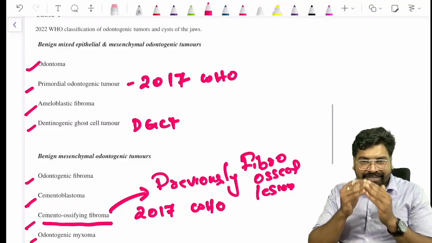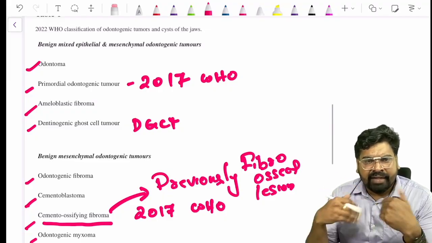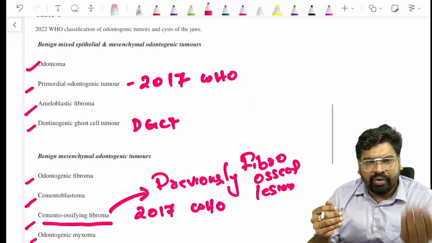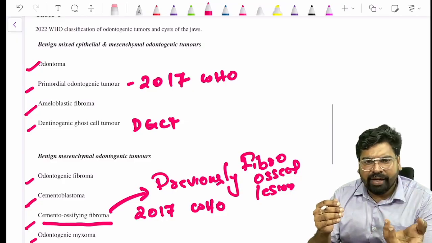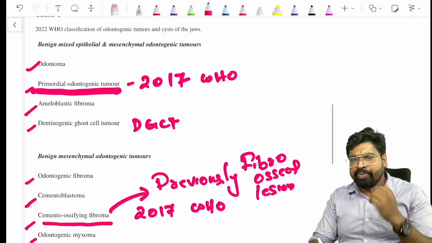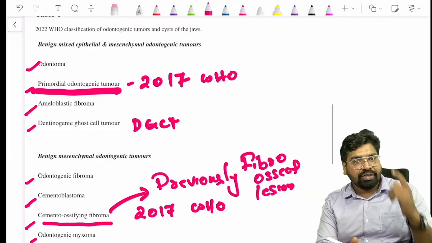The odontogenic tumors arising from only odontogenic epithelium, that is your ameloblastoma, SOT, COT, etc. Then comes your mixed tumors, both mesenchymal and epithelial, that is your odontoma, primordial odontogenic tumor, fibroma, and DGCT. Out of this, primordial odontogenic tumor was introduced in 2017. In mesenchymal tumors, cement-ossifying fibroma was introduced in 2017.